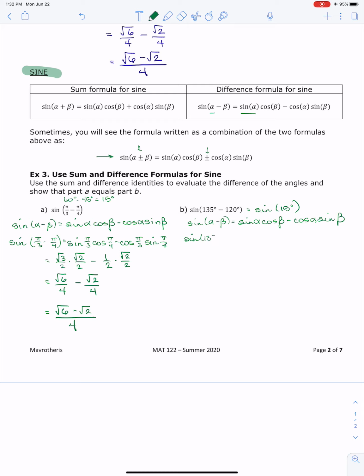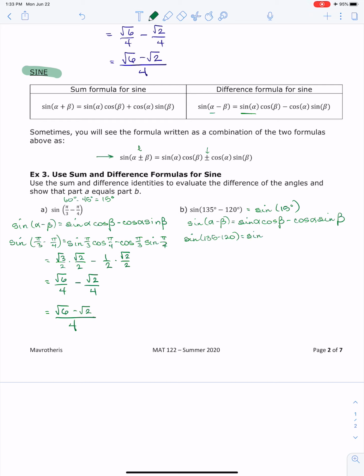Sine of 135 minus 120. You'll notice in the notes, I go back and forth between angles in radians and angles in degrees. The text does that. For those of you moving on to calculus, you will not use degrees in calculus when you are talking about trig functions. Rotation, yes. Trig functions, no. So make sure you are very familiar with those radian measurements.